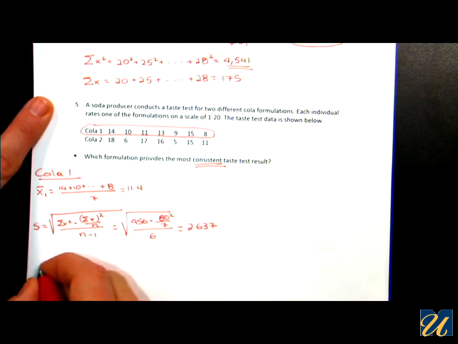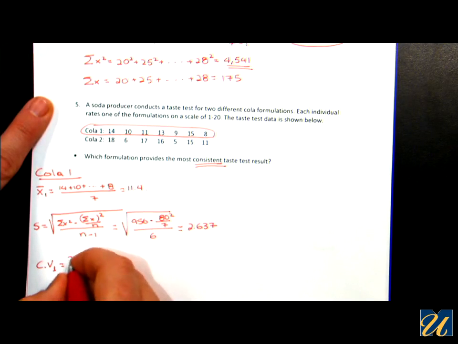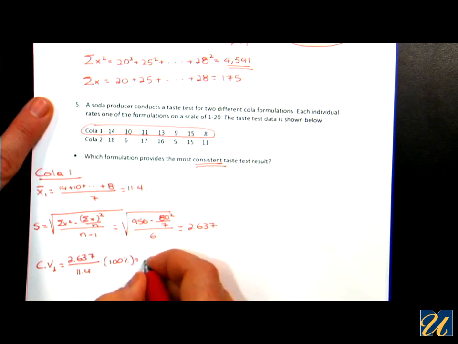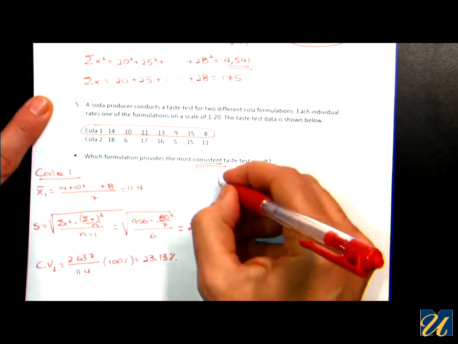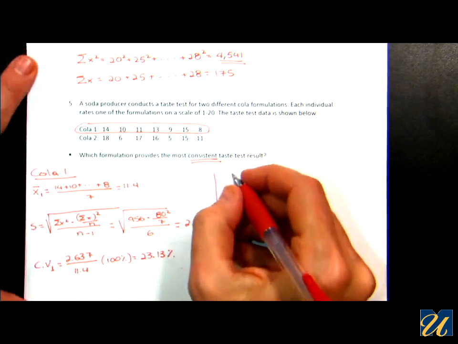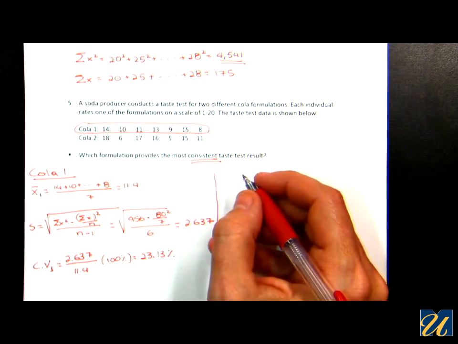So that means the coefficient of variation for the first cola will be 2.637 over the average, 11.4, times 100%. So the coefficient of variation is 23.13% for the first cola. So let's do the same for the second cola.